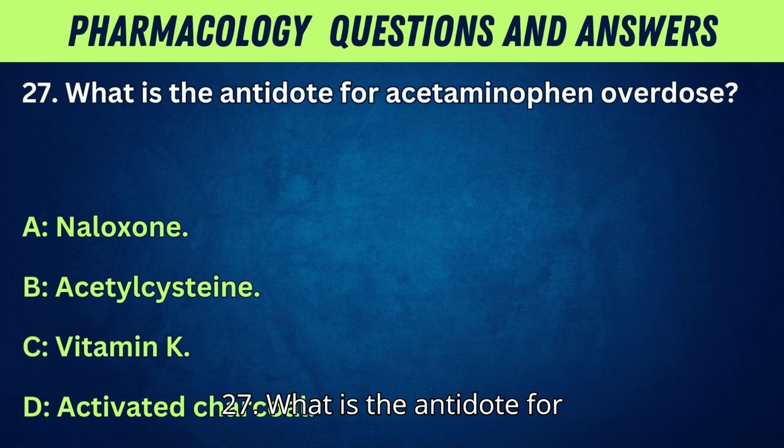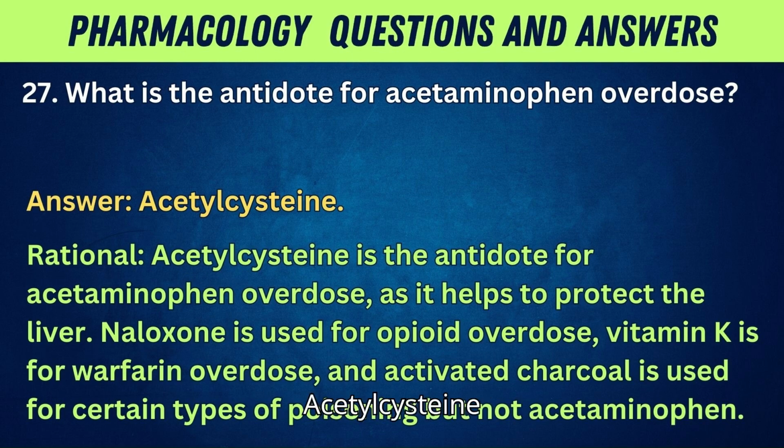27. What is the antidote for acetaminophen overdose? A. Naloxone. B. Acetylcysteine. C. Vitamin K. D. Activated charcoal. Answer: Acetylcysteine. Rationale: Acetylcysteine is the antidote for acetaminophen overdose, as it helps to protect the liver. Naloxone is used for opioid overdose. Vitamin K is for warfarin overdose, and activated charcoal is used for certain types of poisoning, but not acetaminophen.